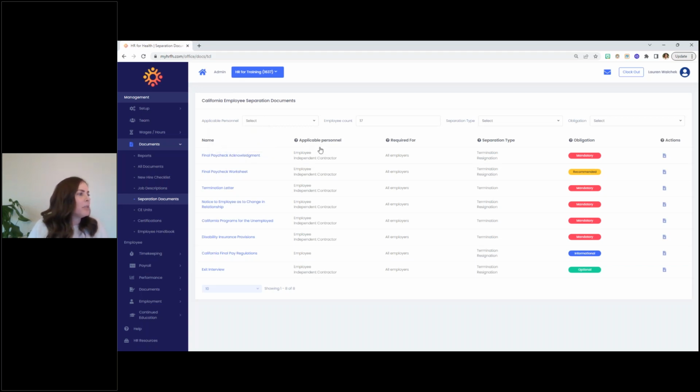The next column is the applicable personnel. So do you have to give this to employees, independent contractors, or both? Who is it required to? Some documents are based on employer size, or if it's for all employers.